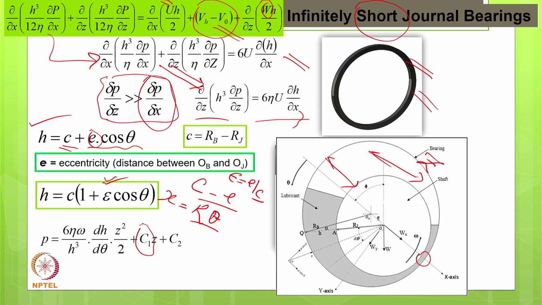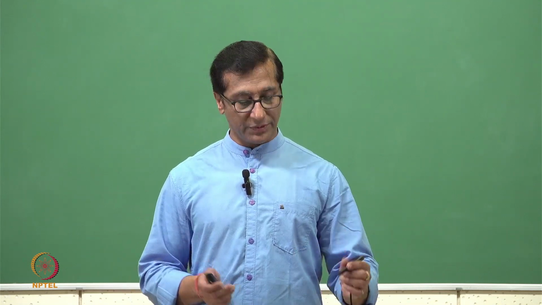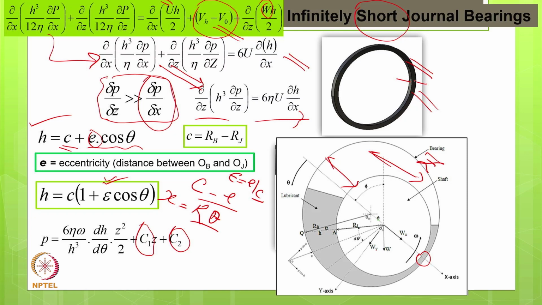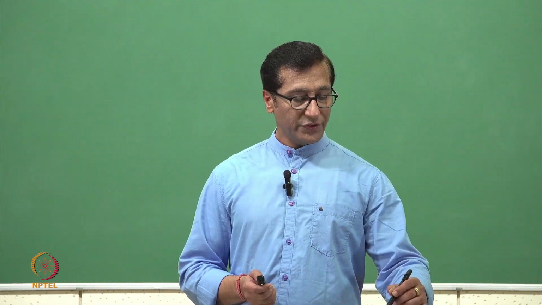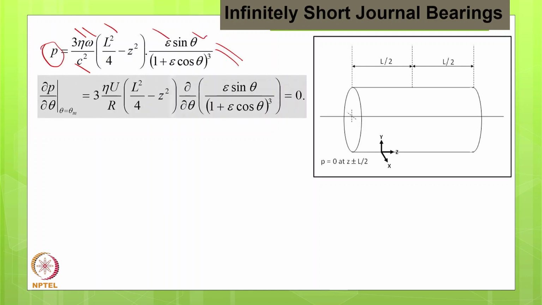There are integration constants c1 and c2. These can be solved using the boundary condition. We know that at the shaft outer surface, or maybe say the bearing edges, the pressure has to be 0, or ambient pressure. So that way we can solve this equation. When you use this equation we can get the pressure directly in terms of omega, the rotational speed, in terms of viscosity, clearance, length, and also epsilon. That can be easily achieved.